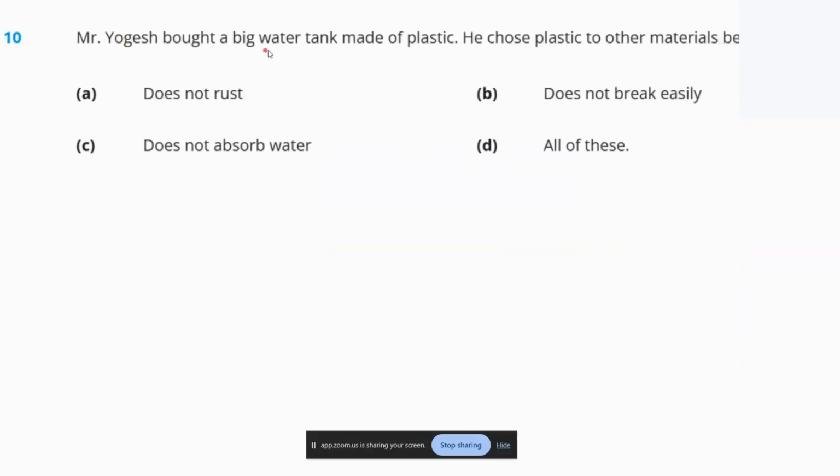Mr. Yogesh bought a big water tank made of plastic. He chose plastic over other materials because it does not rust. Yes, plastic does not rust. It does not break easily. Definitely, plastic does not break easily. Also, it does not absorb water. Yes, plastic is waterproof. So all of these is the correct option. Plastic has all these characteristics because of which it is a very good option to make a big water tank.